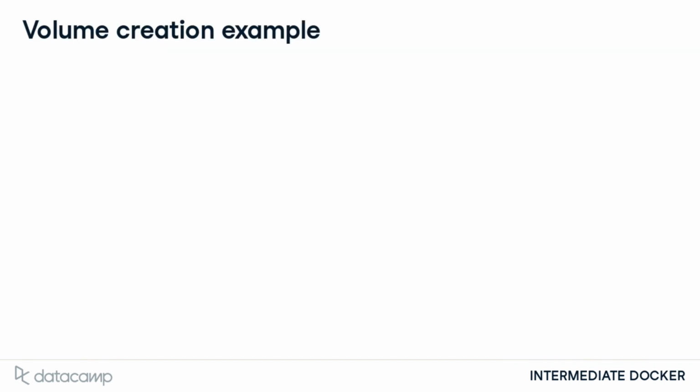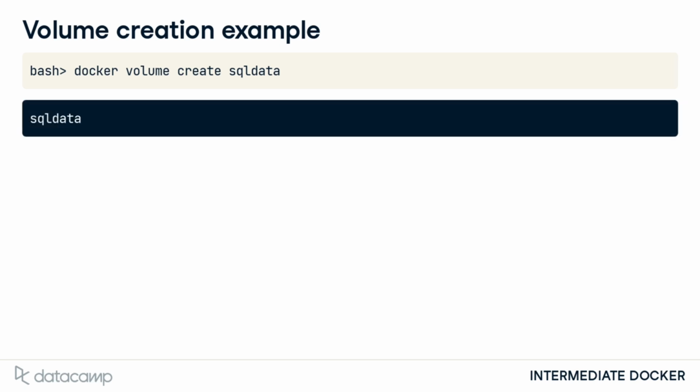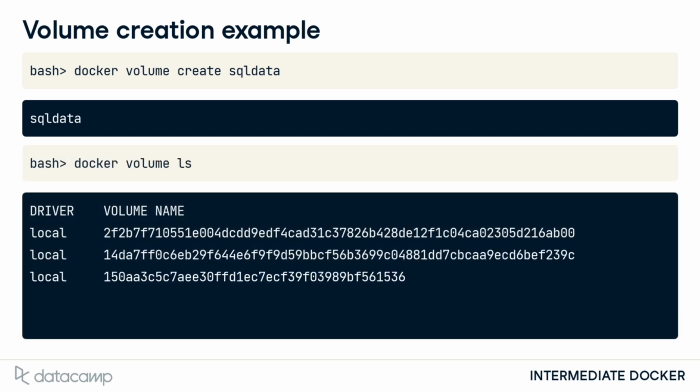Let's look at a quick example of working with a volume. First, we'll create a volume called sql data using the command docker volume create sql data. This simply returns the name of the volume when it's created. Next, we can use docker volume ls to get a list of our volumes. You will likely see many volumes depending on the number of containers or volumes you've created. In this case, it shows the driver and the volume name. We'll discuss drivers in a moment.